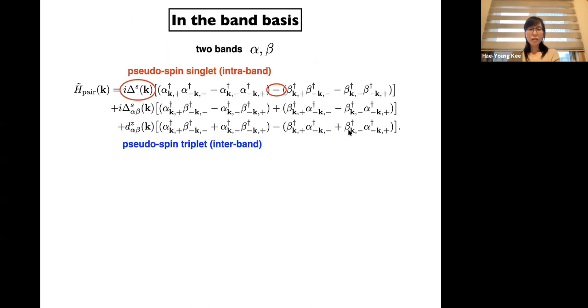Okay, so in fact, this is not as simple as what I said. If I go to even a two-band model, it's not only one component. In fact, we have a pseudo-spin singlet intra-band with the minus sign here referring to S plus minus. In addition to that, there are pseudo-spin triplets up here. So it is in fact a multi-component superconductor. However, the pseudo-spin singlet, because it appears in the intra-band, is the dominant term. Its strength is the largest, and we can often forget about the interband singlet and interband triplets here.